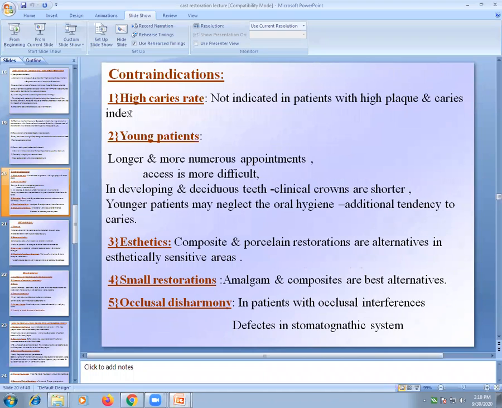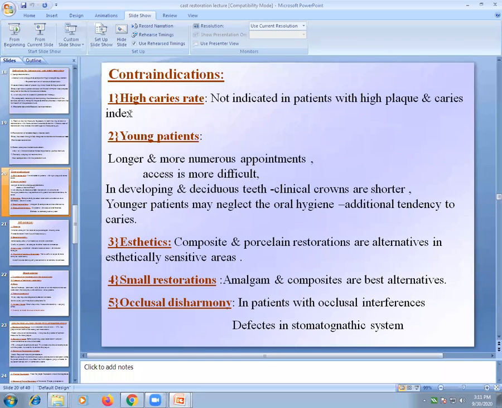Now we come to the contraindications, where we have to avoid inlays. We cannot give an inlay in a patient having a high caries rate, right? Because due to the preparation of inlays, we have to cement the inlay onto the tooth surface. So there are three interfaces, right? Tooth-cement and cement-inlay interface. The weakest part is the cement, which luts the inlay to the tooth structure.